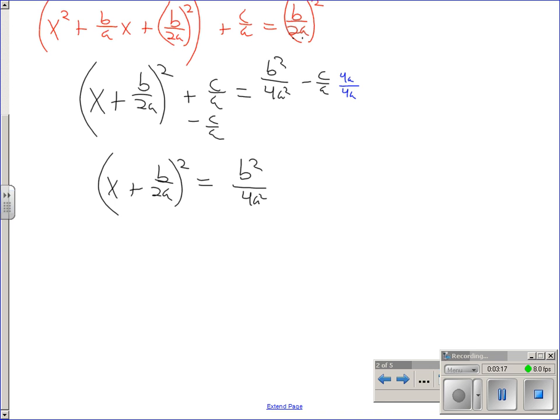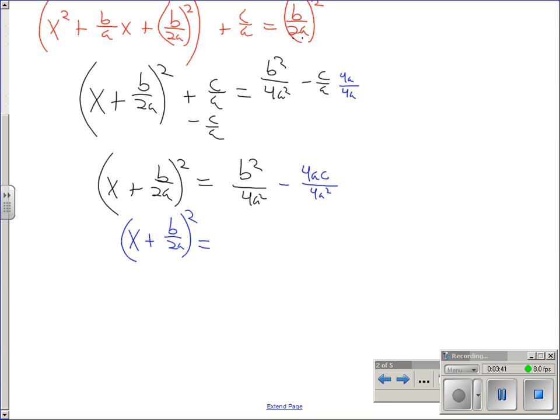So what we get is minus 4ac all over 4a squared. x plus b over 2a squared equals. You probably don't see a lot of teachers doing this because it just takes forever. Well, we're already 3.5 minutes in. We're maybe halfway. I think a little bit past halfway.